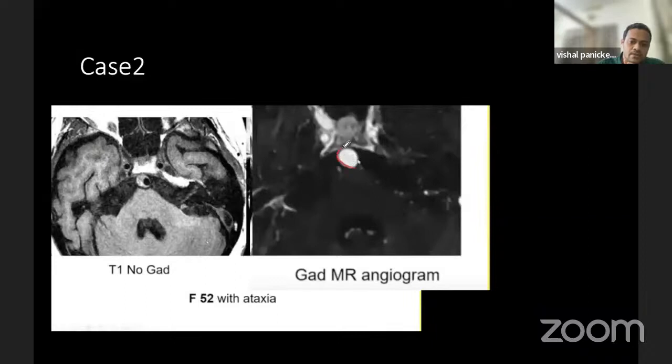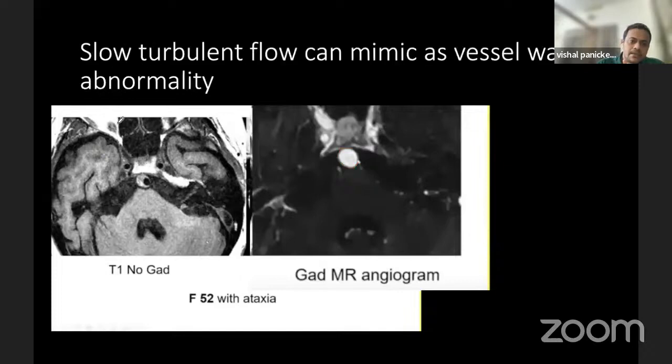It showed the vessel is filling with gadolinium, so there is no narrowing of the vessel. And what is this? This is an artifact due to slow turbulent flow, which can mimic a vessel wall abnormality. We can get slow turbulent flow with dilated vessels, like whenever there is an aneurysm or a tight stenosis which produces slow flow. In these cases, the vessel wall imaging may show abnormality.